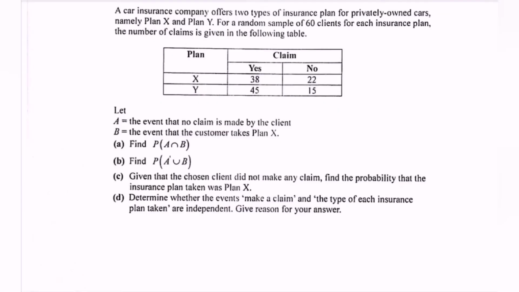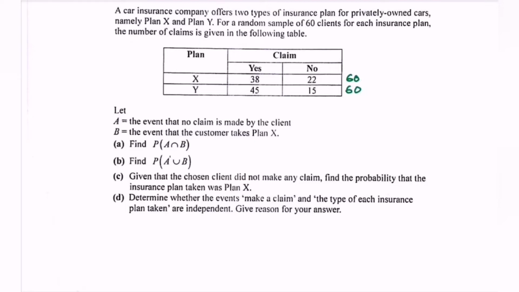Hello everyone, in this video I'm going to discuss the example for probability. Kindly refer to the question. A car insurance company offers two types of insurance plan for privately owned cars. Name the plans X and Y. For a random sample of 60 clients for each insurance plan, the numbers of claims is given in the following table. So here they mention that we have 60 for each.